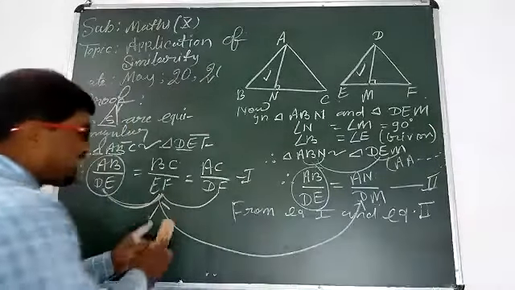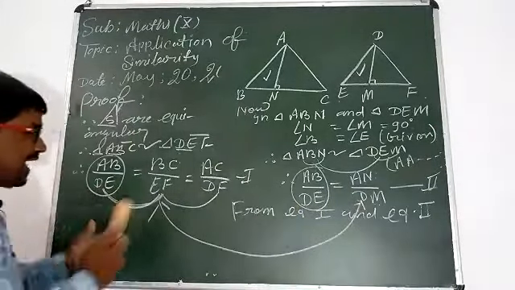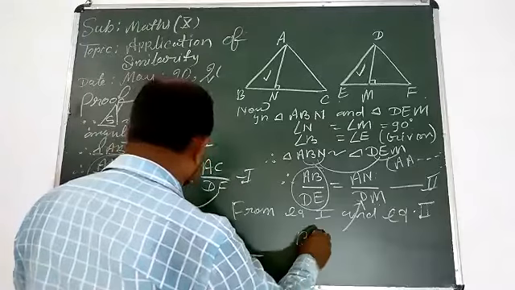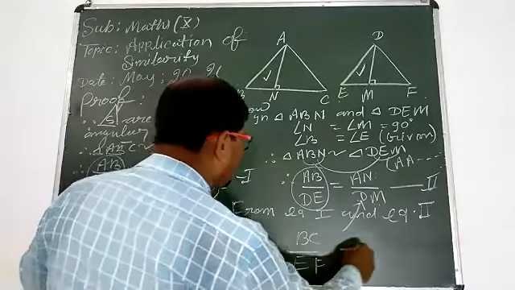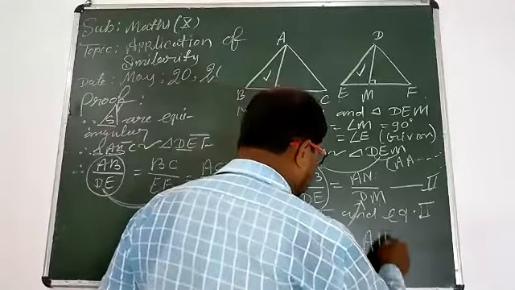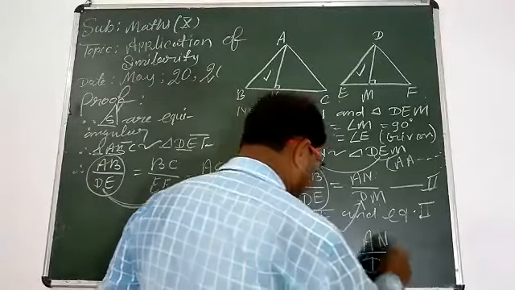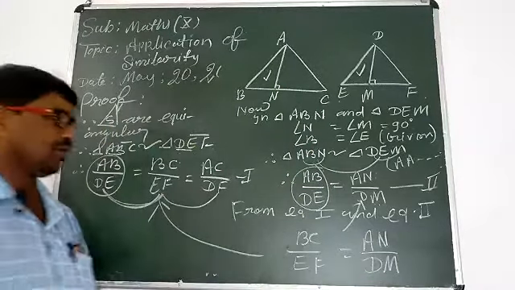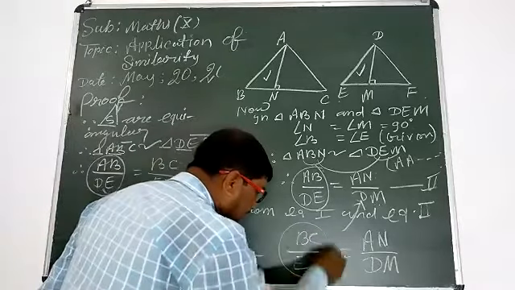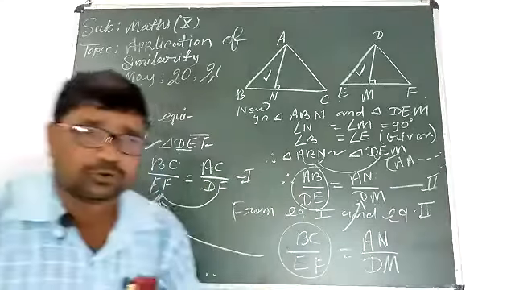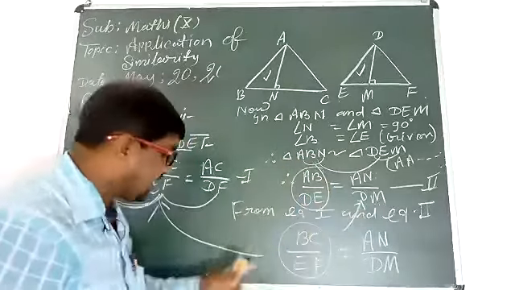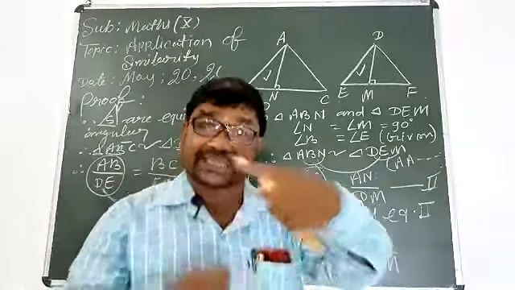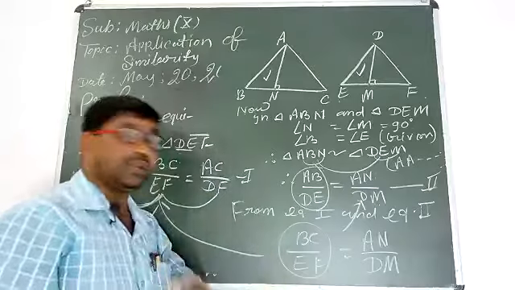Two things which are equal to the same thing are equal to each other. So we can write BC upon EF equal to AN upon DM. What is the meaning of BC upon EF? It is the ratio between two corresponding sides.